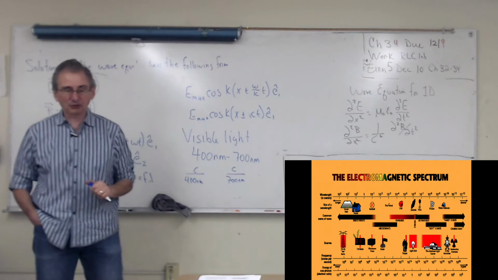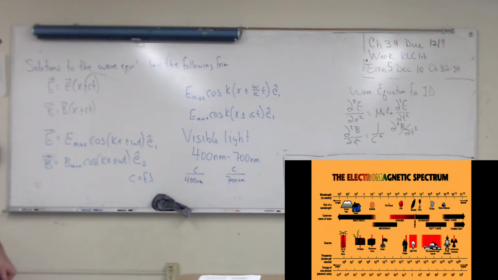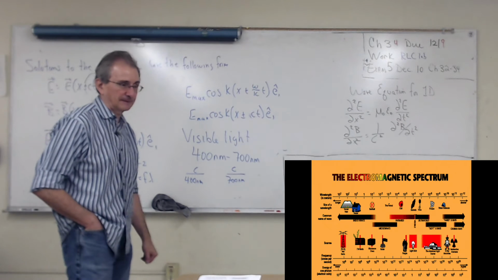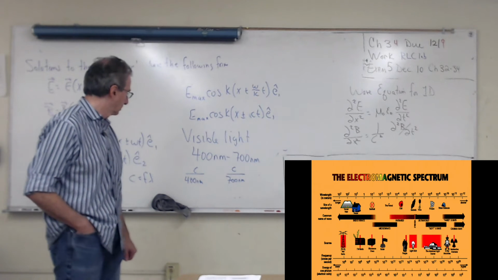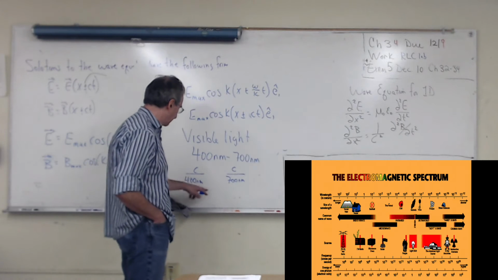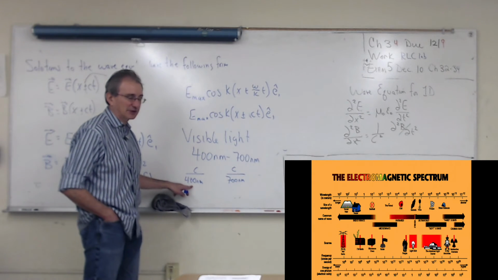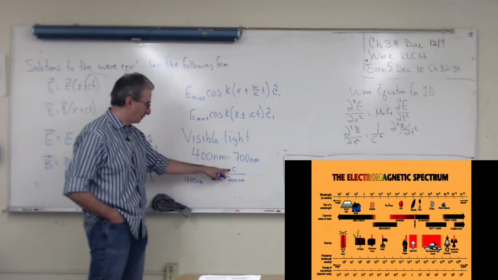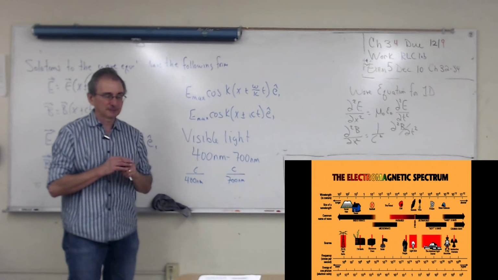And it's more interesting to us, to human beings, because we see in the visible range, we don't see in the IR. So the range of frequencies you can calculate by taking 3 times 10 to the 8th divided by 400 times 10 to the minus 9, and then 3 times 10 to the 8th divided by 700 times 10 to the minus 9. That'll give you the range of frequencies.